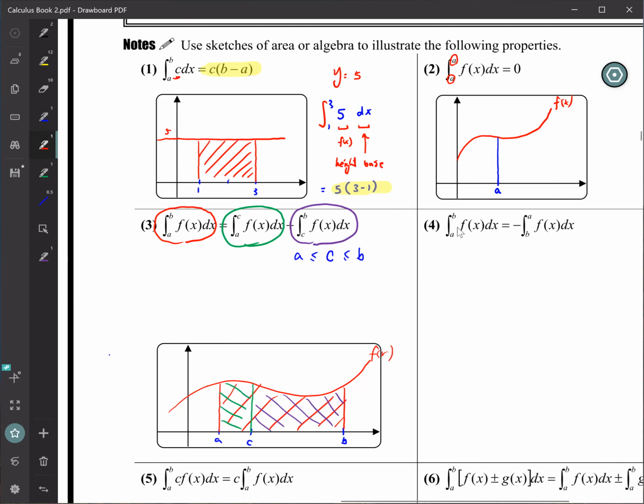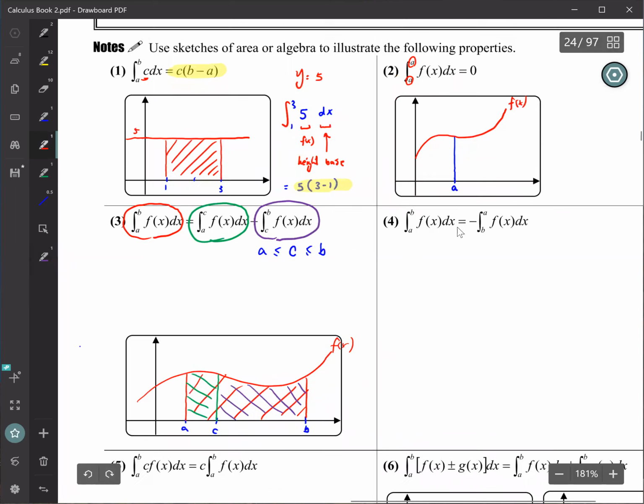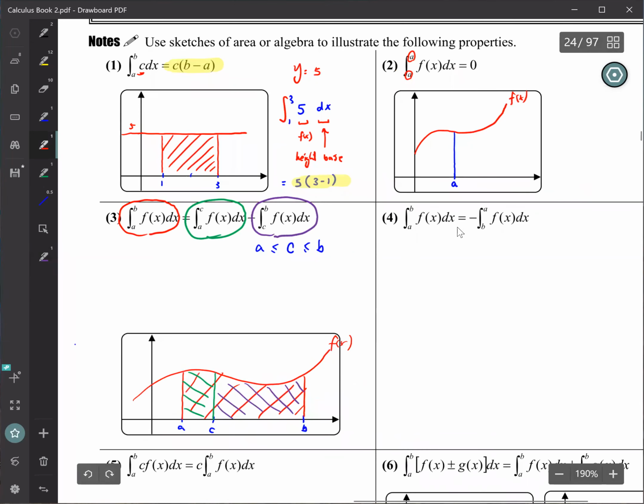Any questions so far? Okay, now the next one is more difficult to draw. It says that if you swap the interval, like 1 to 3, and then you do 3 to 1, then for the answer you need to add a negative sign, okay? So instead of drawing the picture, because basically it's the same picture, I'm going to show that it's true using algebra, okay?